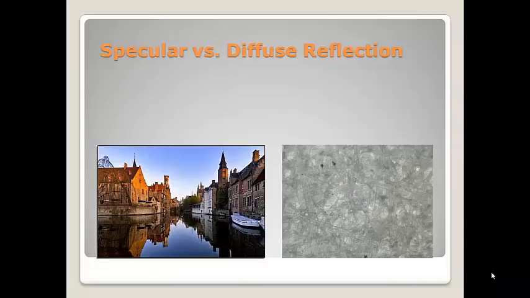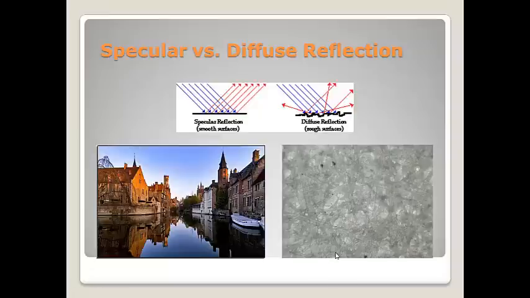All objects are capable of reflecting light. How they reflect the light impacts what we see. So you have two different images on the bottom. The one on the left is really clear to see. You've got the image of those buildings reflected in the lake. What do you think that image is on the right? Well, it's actually a piece of paper, and pieces of paper are capable of reflecting light. The difference is how they're reflecting light.